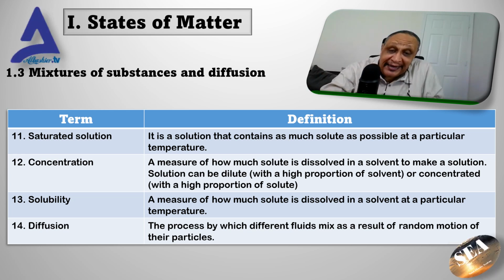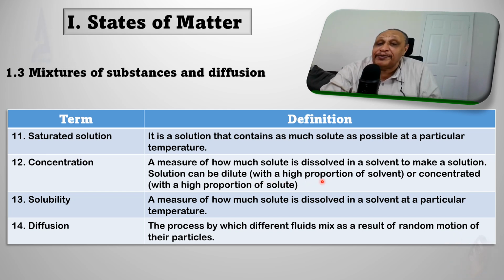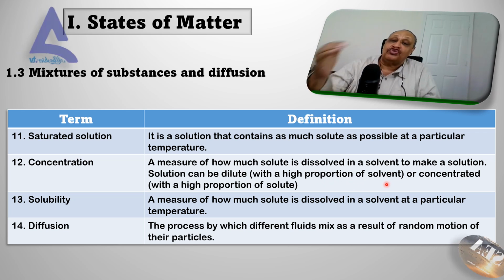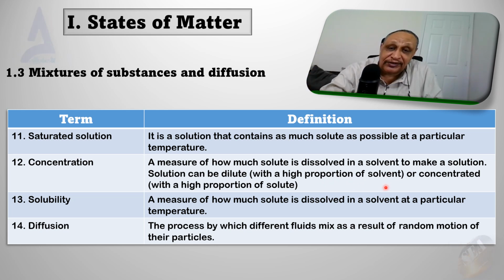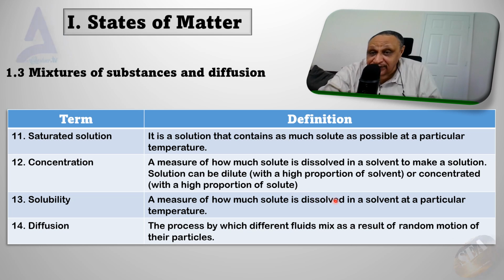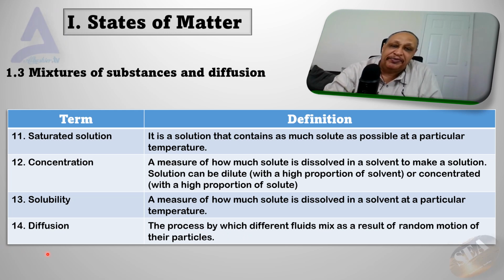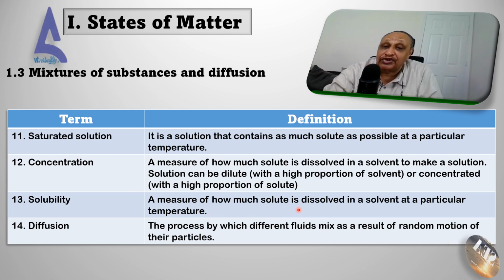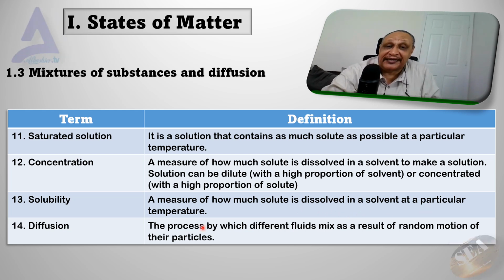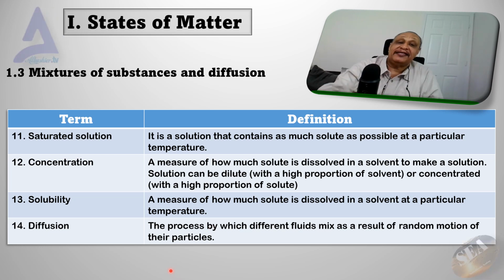Be careful. Here, what I said is that a solution can be diluted with a high proportion of solvent. So when I add solvent, I'm going to dilute the solution. While when I add the solute, not the solvent, I'm going to concentrate the solution. Solubility: a measure of how much solute is dissolved in a solvent at a particular temperature. Again, particular temperature, because they vary.